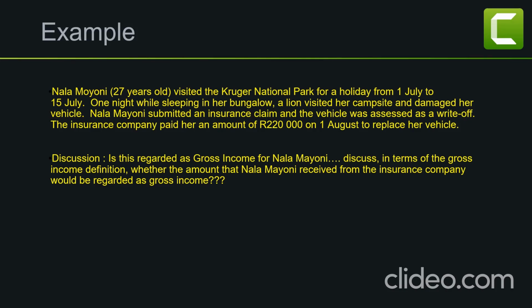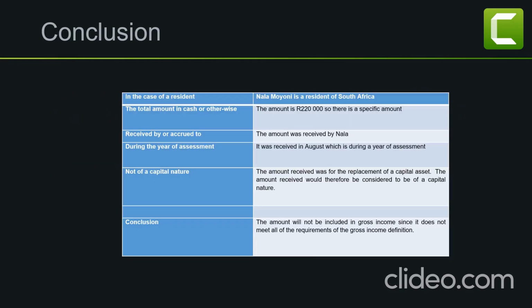So the discussion question is: is this regarded as gross income for Nala? Discuss in terms of the gross income definition whether this amount that Nala received from the insurance company would be regarded as gross income. I'm sure that by now it will be quite simple if you try to do this on your own and then look at the answer. The requirement asks, is this in the case of a resident? Yes, Nala is a resident of South Africa. Is there a total amount in cash or otherwise? Yes, there is a specific amount of 220,000. Was this amount received by or accrued to her? Yes, it was received by Nala.